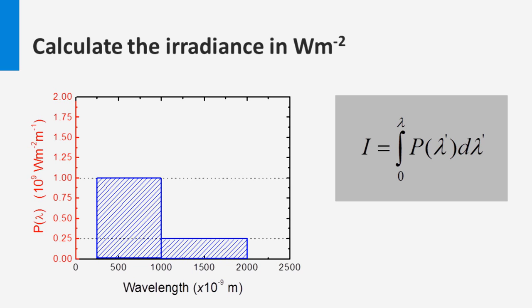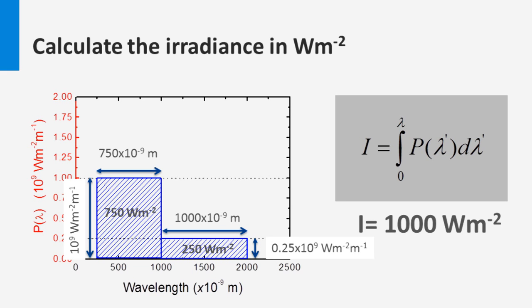The irradiance is the integral in the wavelength space over the power density function. Or in simple words, it is equal to the area under the power density function. As you can see, we have 2 rectangles. So the area under the 2 rectangles is equal to the irradiance.